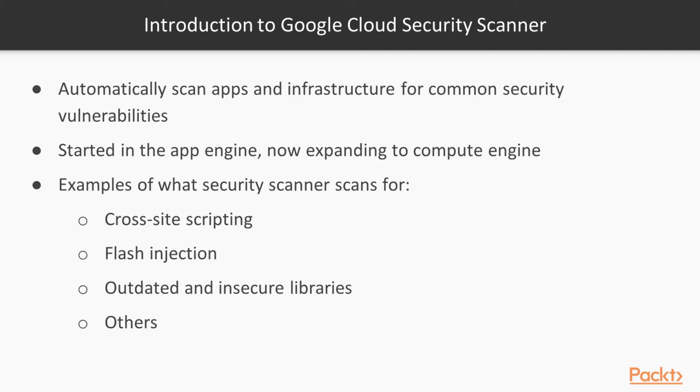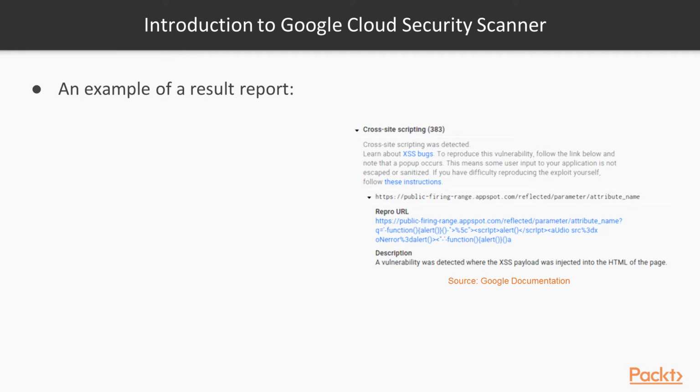What it currently scans for is cross-site scripting, flash injection, outdated and insecure libraries, and some other things as well. And this is an automatic thing that you can schedule, or you can do it manually. And here's an example of a result report. This is taken from Google's website, and this is showing that the cross-site scripting was successful.